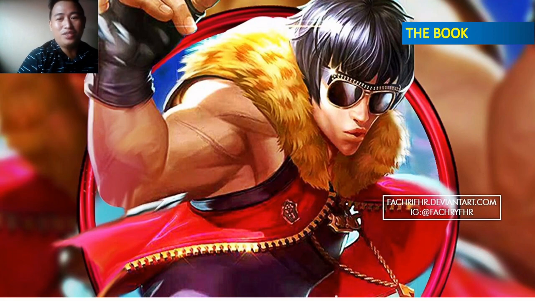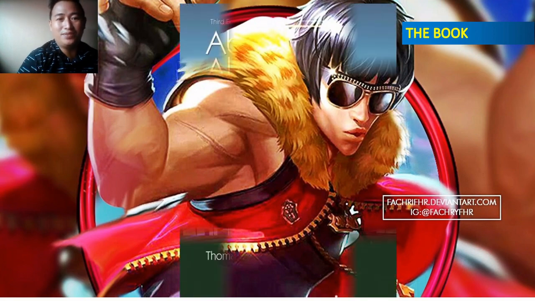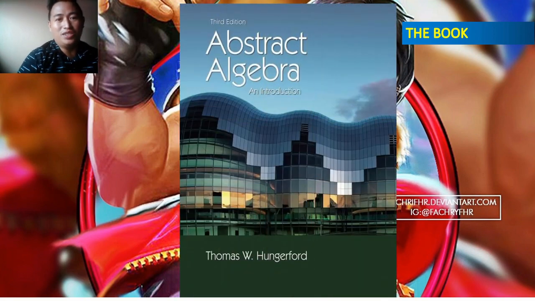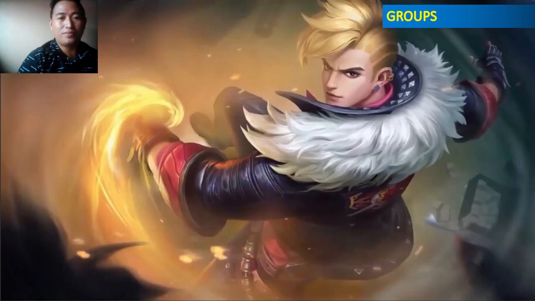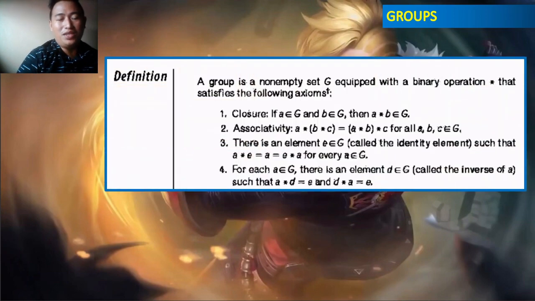Okay, the book that we are using is Abstract Algebra: An Introduction, 3rd edition, by Thomas W. Hungerford. Okay, now let's start with the definition of a group. So a group is a non-empty set G equipped with a binary operation star that satisfies the following axioms.